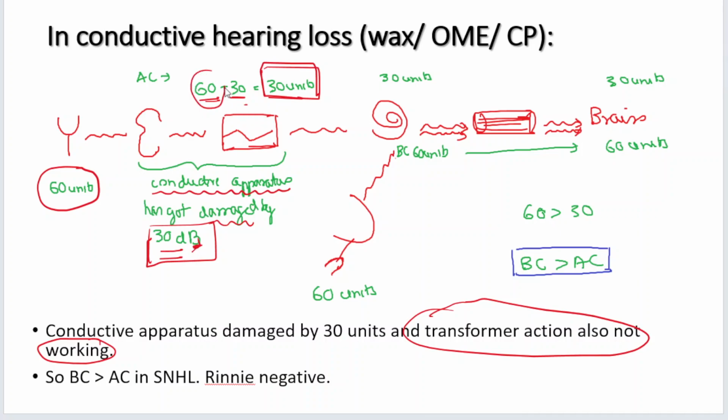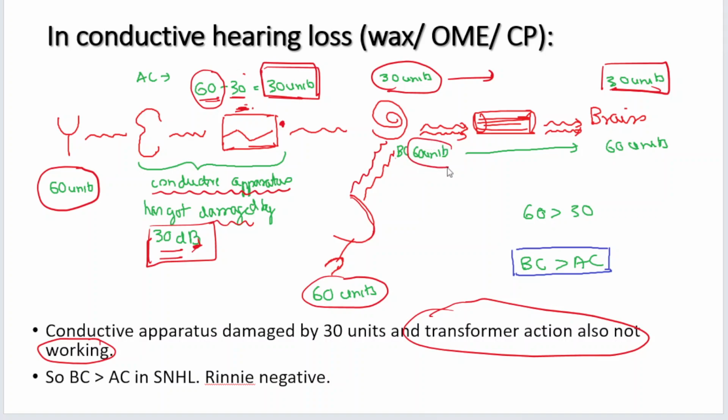So the 60 that we have presented in front of the tuning fork, because of the damage to the conductive apparatus, only 30 units are being presented at the footplate of the stapes, presented to the cochlea. The cochlea transmits that as 30 units, and the brain perceives it as 30 units. Now the same thing, let us put it on the mastoid. Let's put the same 60 units on the mastoid. Here we are bypassing the conductive apparatus, we are bypassing the transformer action. So we place it on the mastoid and the vibrations go to the cochlea. The cochlea gets those 60 units directly and that 60 units is transmitted to the brain. The brain perceives it here as 60 units.